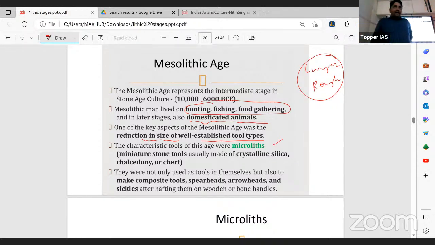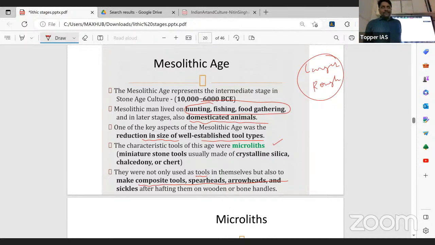And in the Paleolithic, stone tools were made from quartz. So here crystalline silica, chalcedony, chert, right? So different stones. Okay, so microlith is the characteristic of the Mesolithic phase. And these microliths were not only used as tools, but they also made composite tools, spearheads and arrowheads. Okay, right? So composite tools, spearheads, arrowheads, sickles.